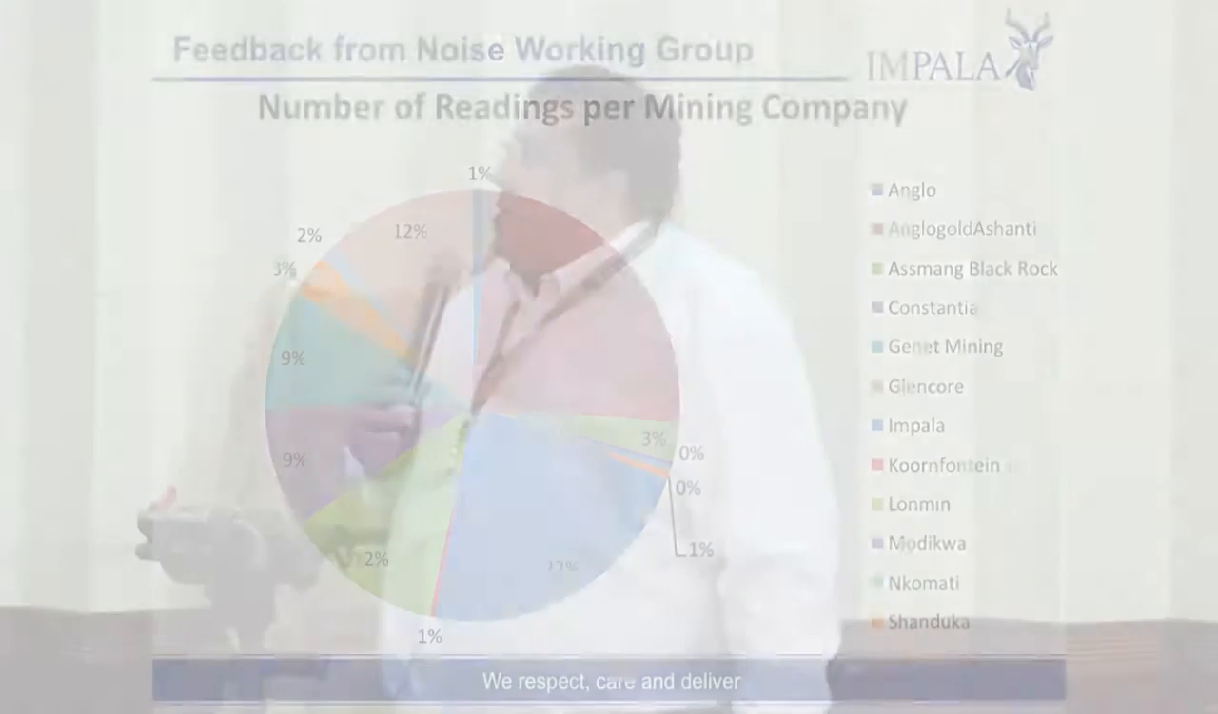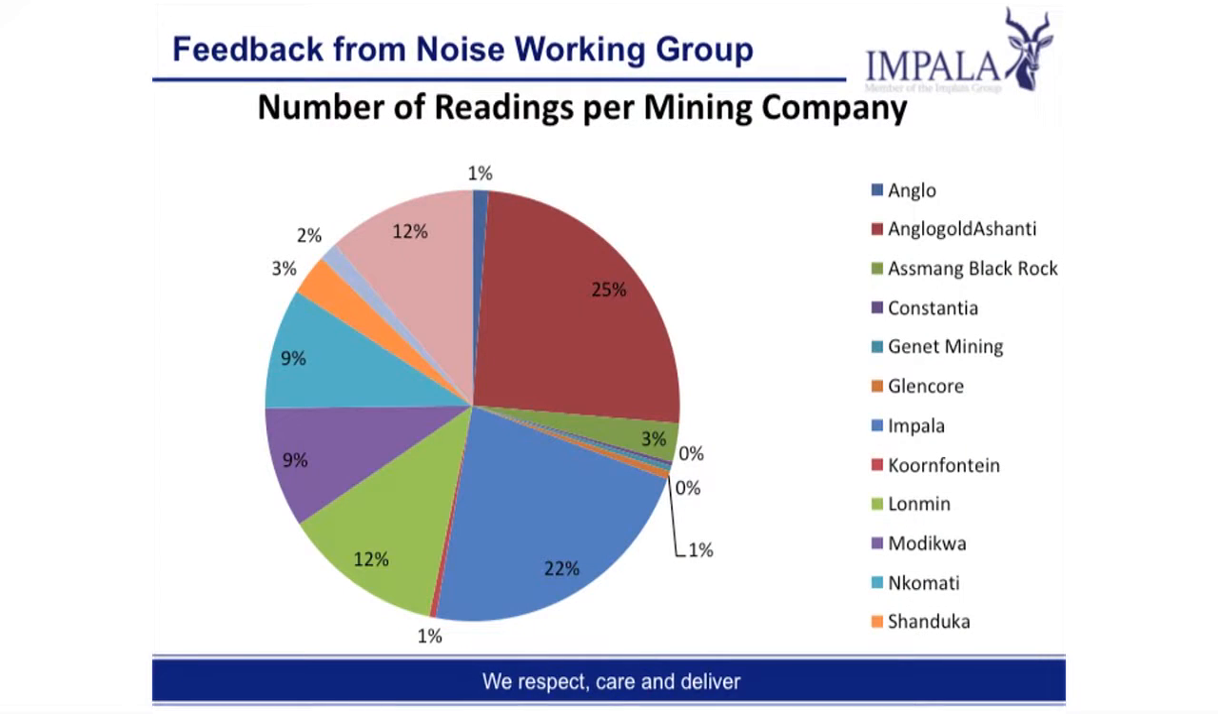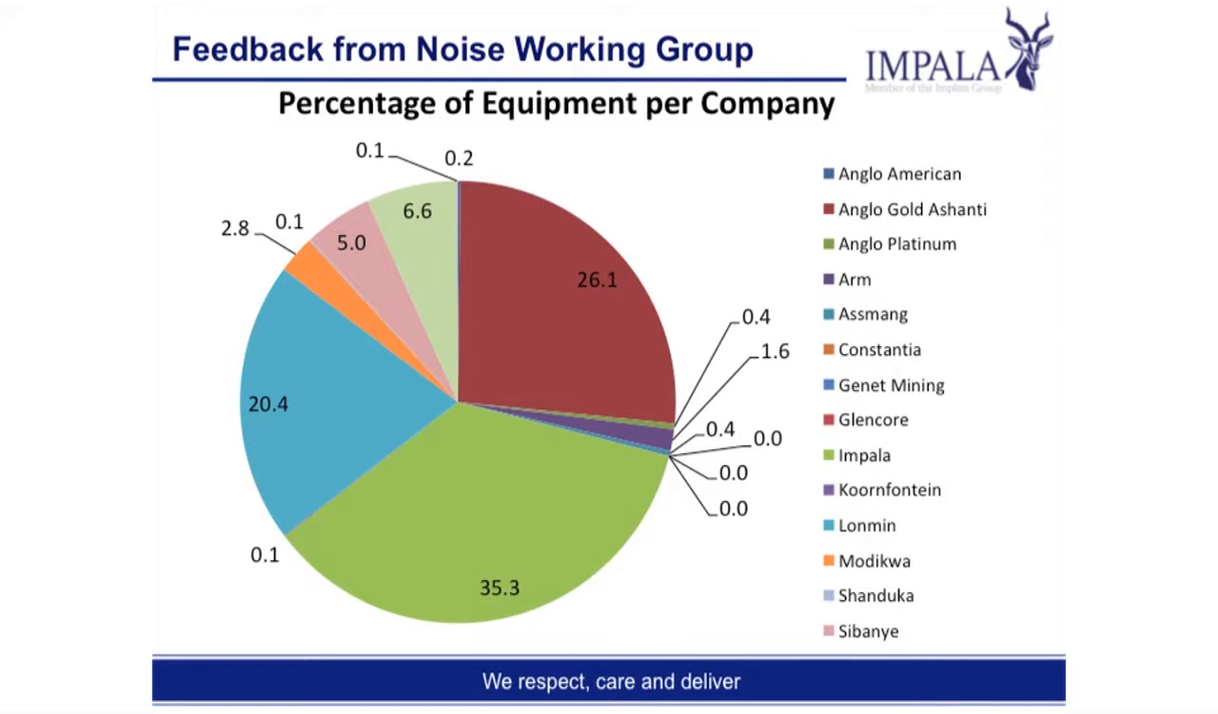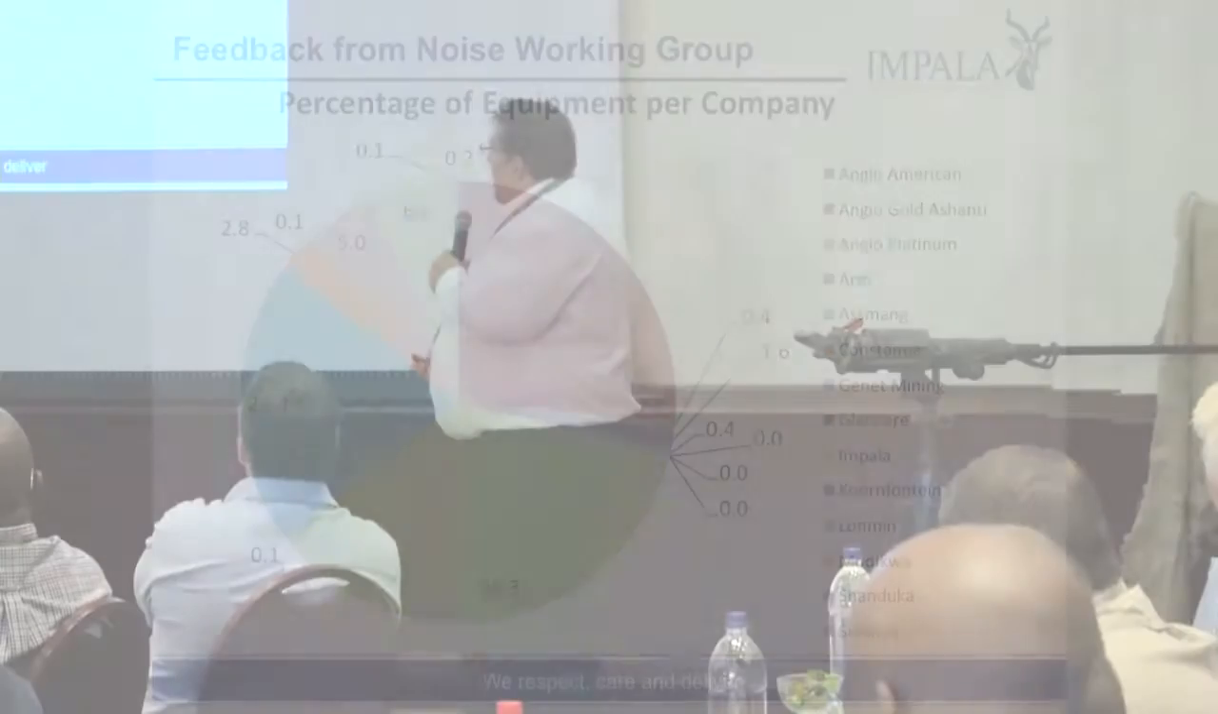Looking at the data itself in the database, this was the number of readings received from the different mines. That is just in percentages, and it gives you an idea of the distribution. We don't want to go into nitty-gritty detail on each of that. Then, for example, also percentage-wise on the equipment per company. So yes, the idea is to eventually get all the guys to report.